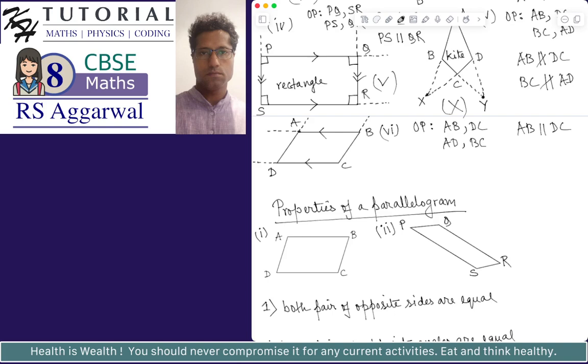Okay, let's see the other pair of opposite sides, that is AD and BC. As per the visual indication, we can also see that when the sides AD and BC are extended, they are also not intersecting at any point. So AD is also parallel to BC. So clearly we see that both pairs of opposite sides are parallel, and hence this is a parallelogram.